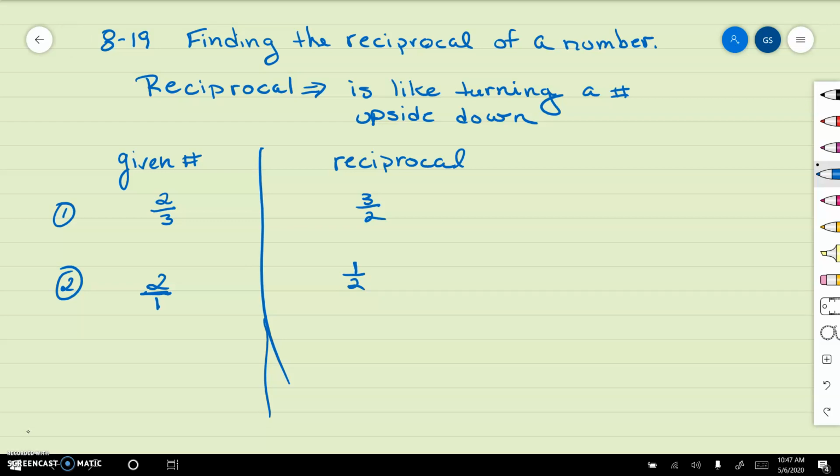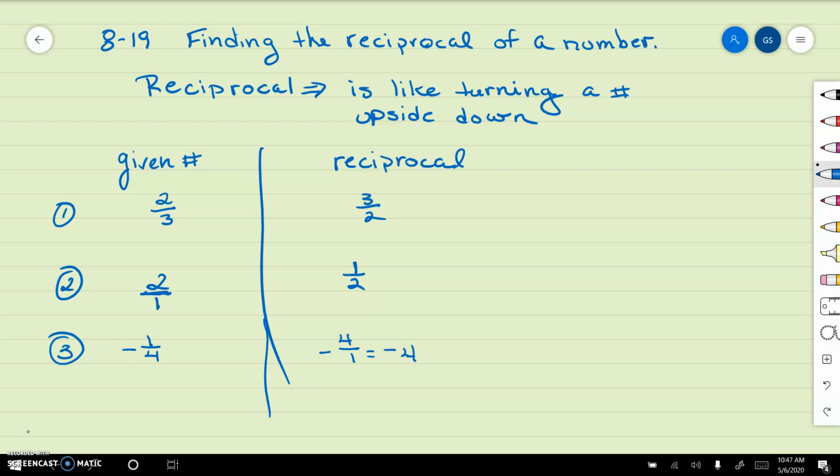All right, next one. Number 3, -1/4. Okay? Now, the reciprocal of this is going to be -4/1. We're just flipping it. But -4/1 is equal to -4. It's the same thing. So you should write it as -4, or you will see it written as -4.